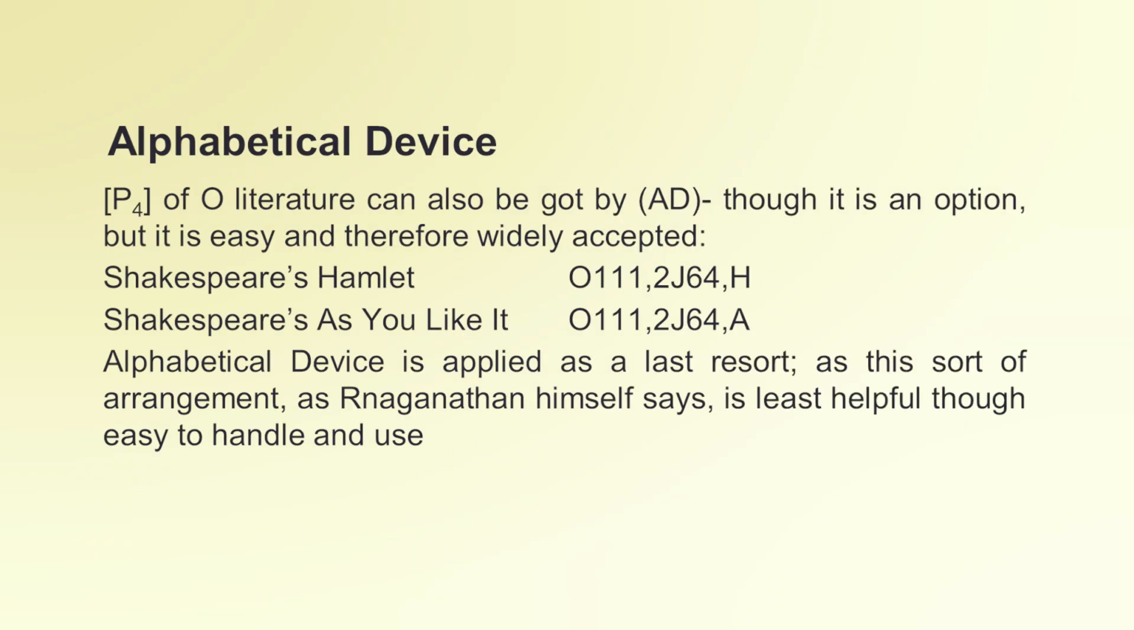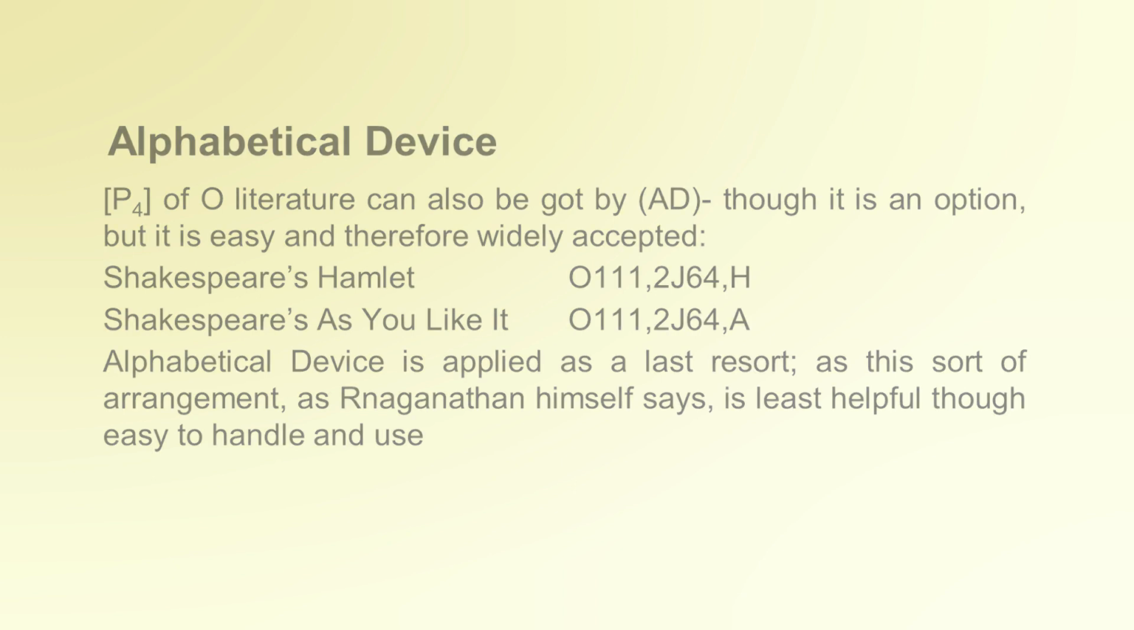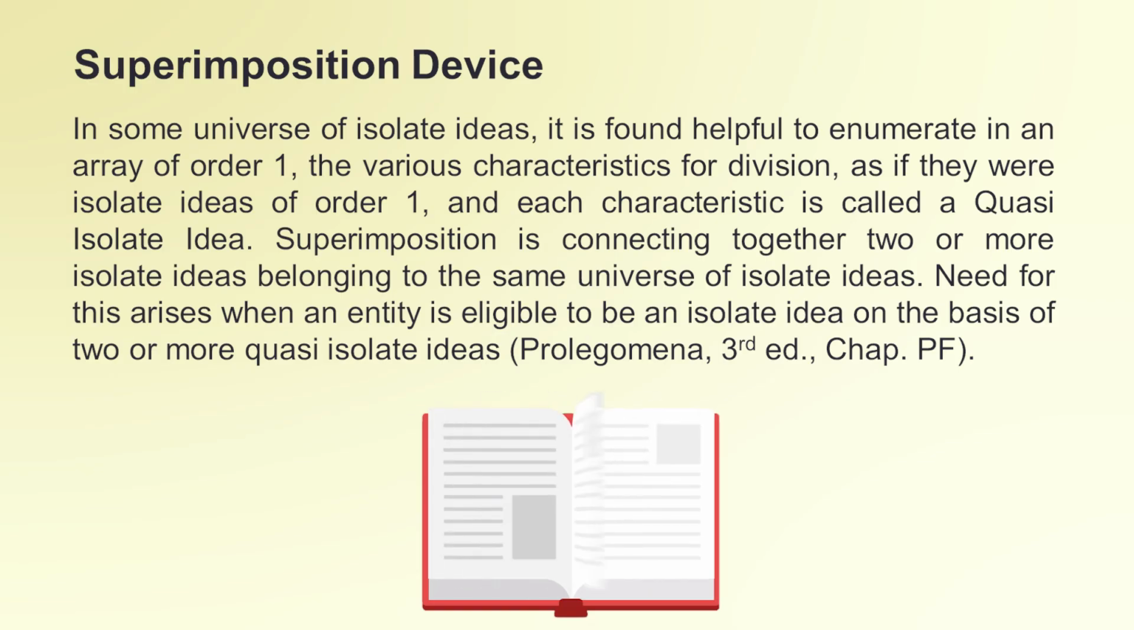P4 facet of the main class O literature can also be got by alphabetical device, though it is an option because we can also build the word number, but it is easy to use the alphabetical device in the P4 of main class O literature. Therefore, it is widely accepted, such as Shakespeare's Hamlet. Here H denotes Hamlet.